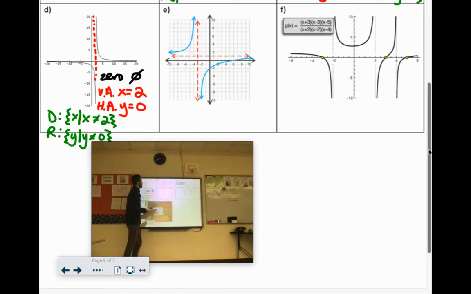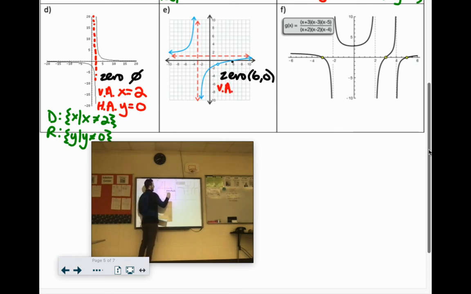All right, now this one does have a zero. It looks like it crosses at 6, 0. There's a vertical asymptote at negative 3. There is a horizontal asymptote at 1.